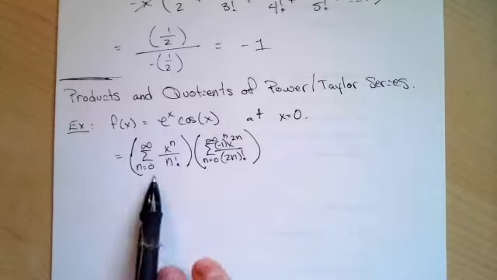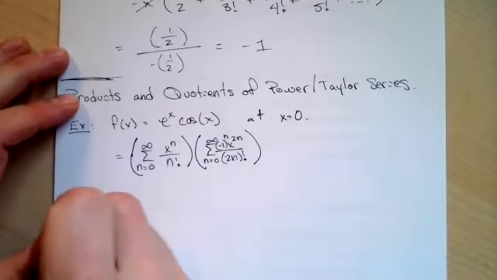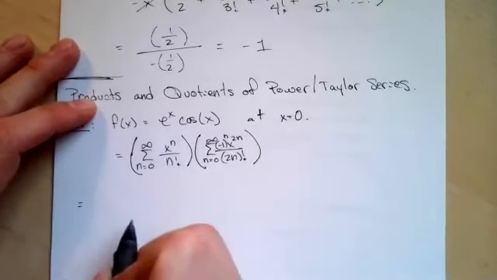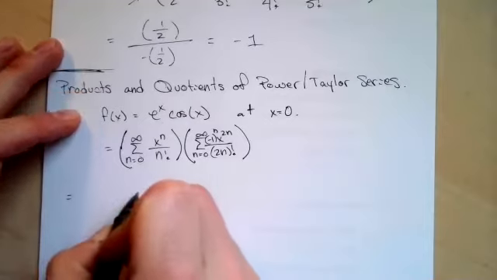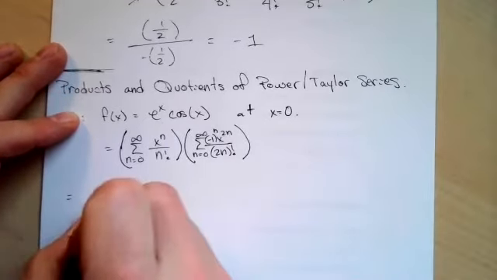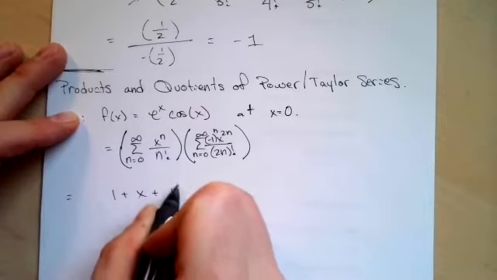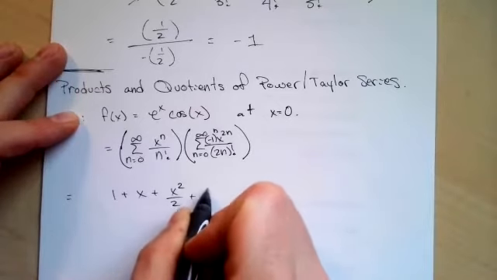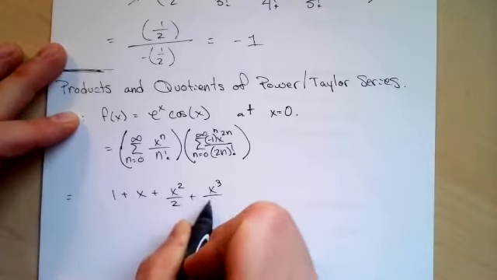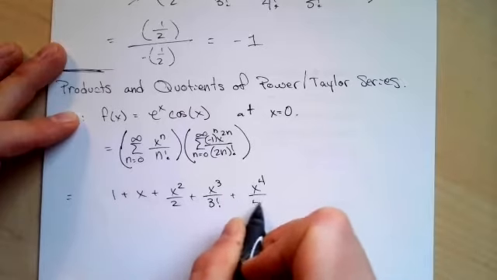So writing it out in terms of their sigma notation, not going to work too well. We are actually going to have to write it out in terms of an expanded form, an expanded sum. So let's go ahead and write out e to the x. We have 1 plus x plus x squared over 2 plus x cubed over 3 factorial plus x to the 4 over 4 factorial.